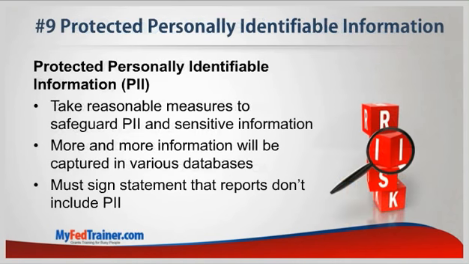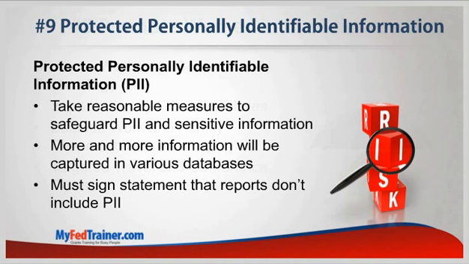Number 9, the grant regulations have caught up with the fact that much of the information that we have about ourselves is now online. And so number 9 has to do with protected personally identifiable information. Personally identifiable information includes many different types of information, but there is now a requirement that non-federal entities take reasonable measures to safeguard that type of information and also other forms of sensitive information.